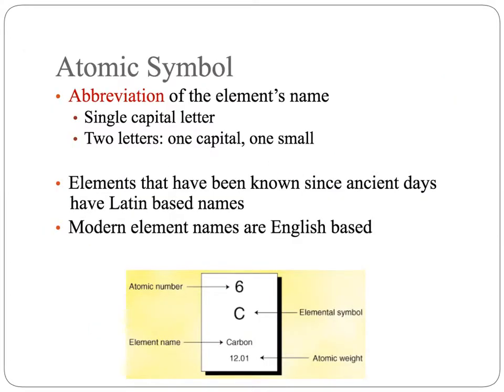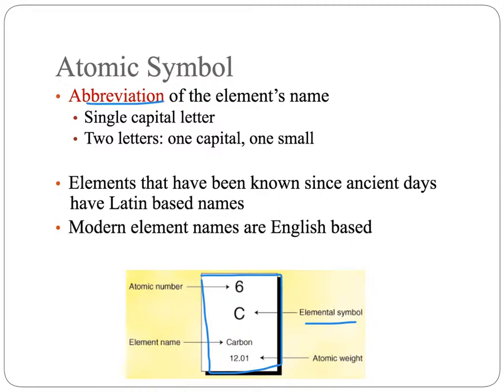Before I get to those categories, I want to talk just a minute about the atomic symbols that you see. Each of the boxes on the periodic table provides some very helpful information, and the atomic symbol, or here it's listed as the elemental symbol, is basically an abbreviation of the element's name. This abbreviation can be a single capital letter or 2 letters, 1 capital and 1 small.